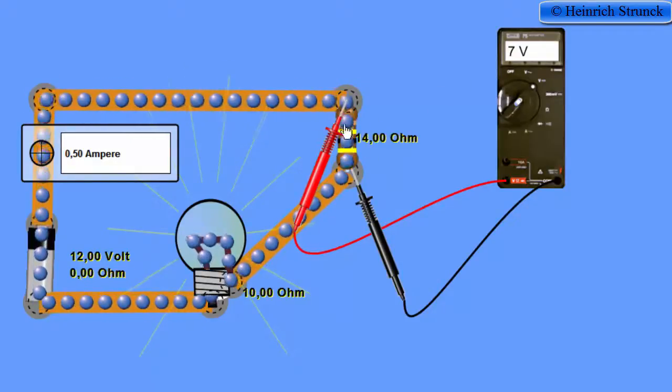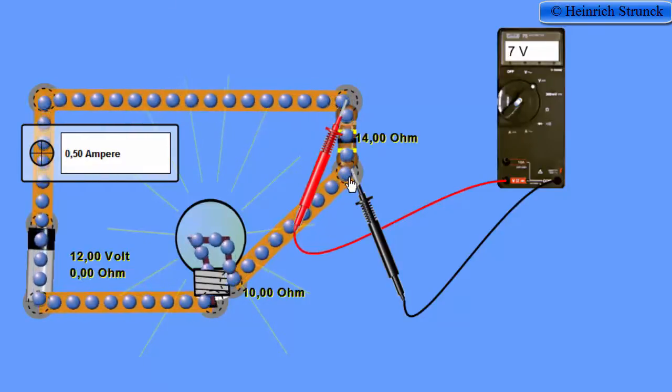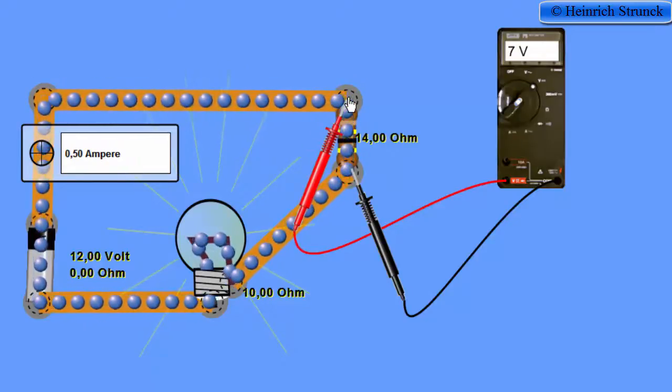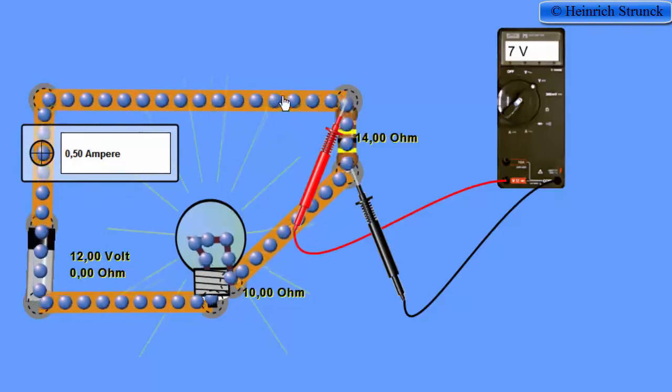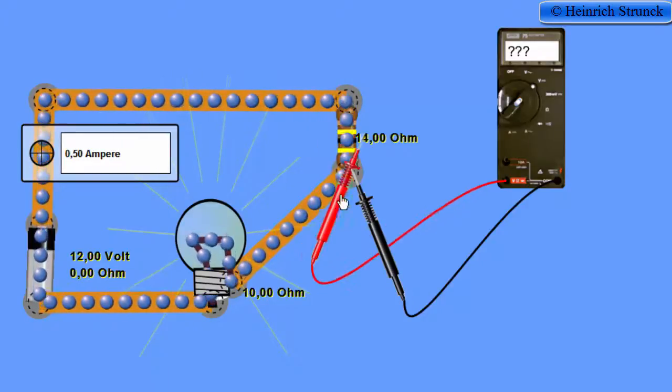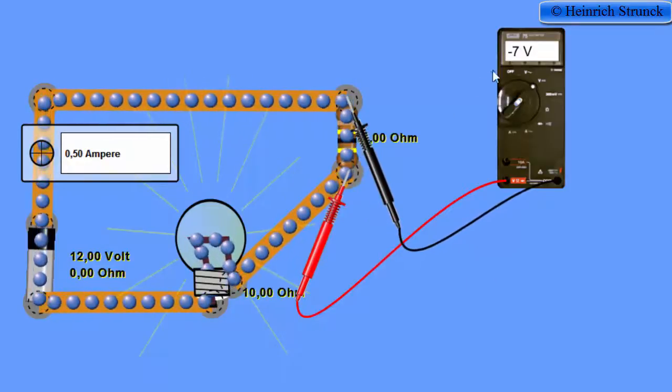because the current goes down this way in the resistor, and the voltage potential up here is then higher, because the voltage potential will be higher if we go in the reverse direction of the current. If we change the probes, we get negative 7 volts.